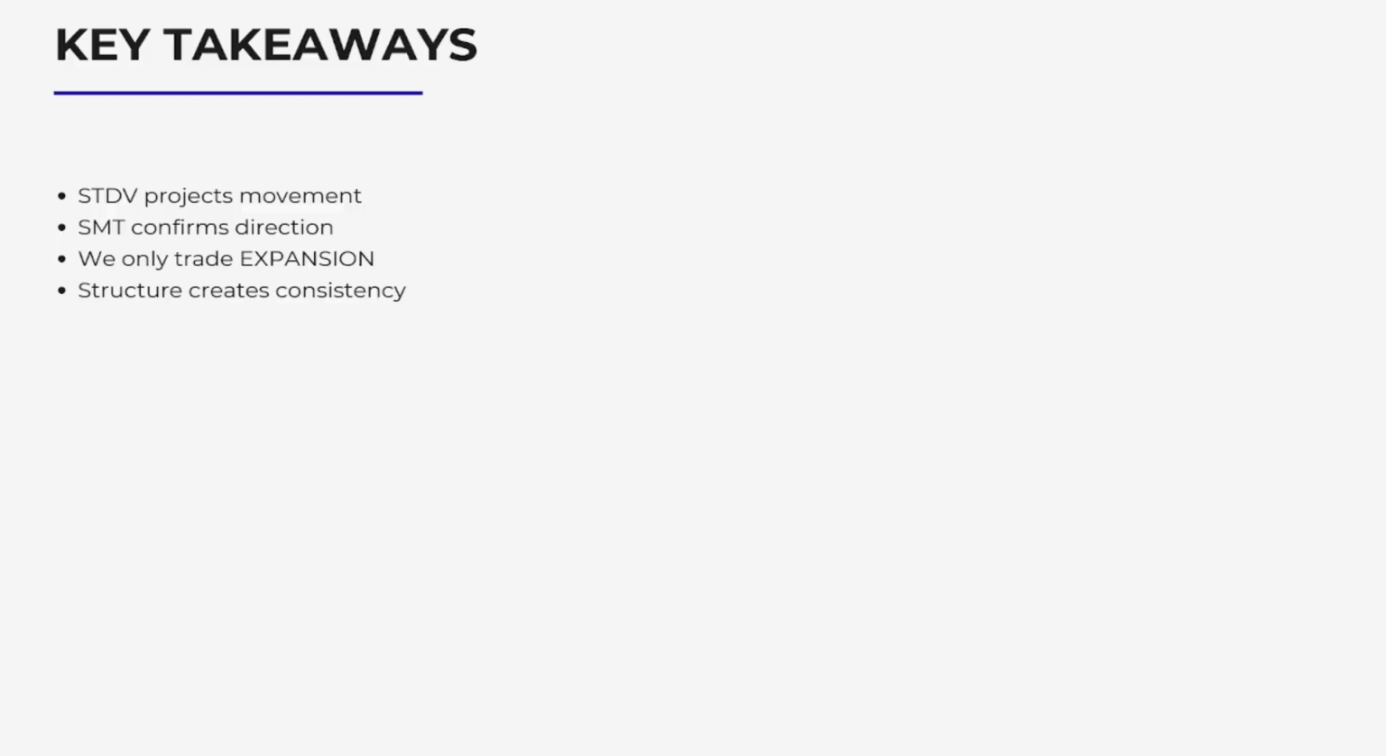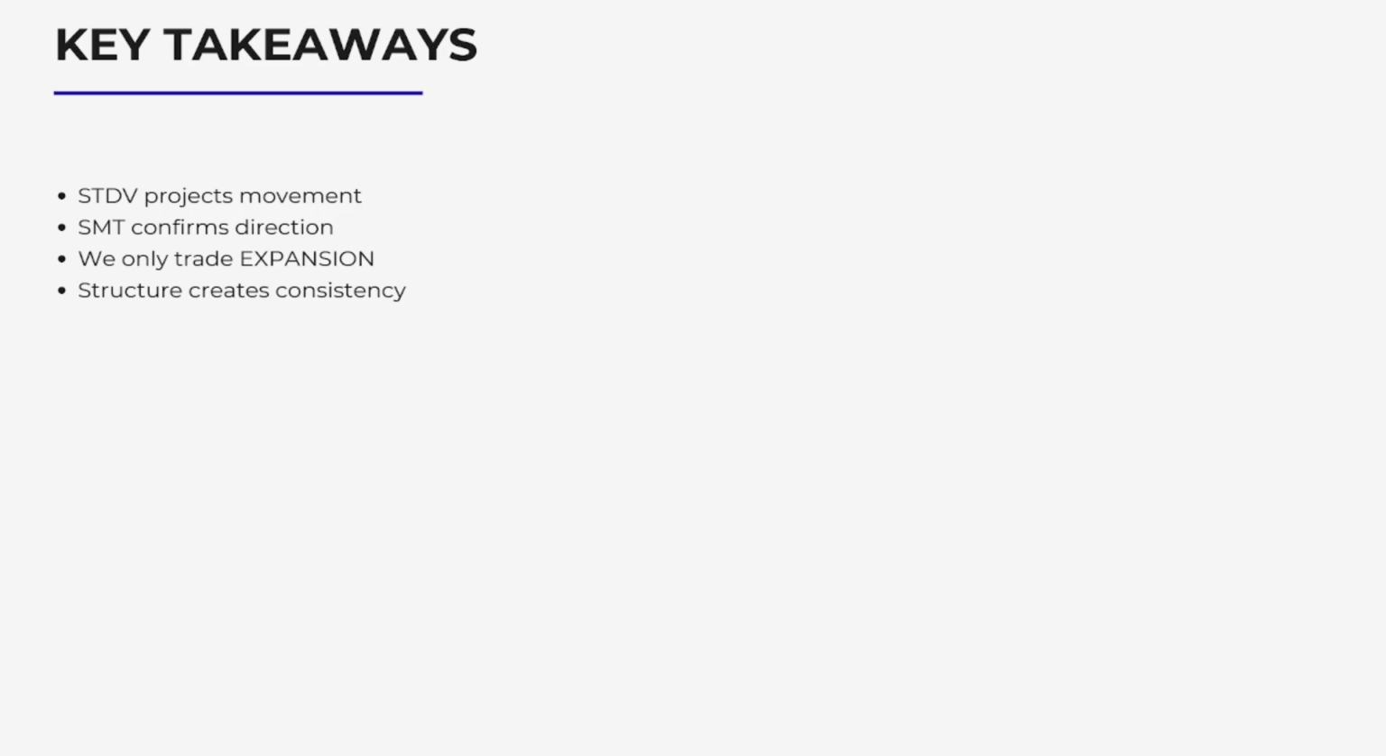Now I want to cover these 4 key takeaways before we move forward into chart examples, okay? Standard deviation projects movement. SMT confirms direction. We're never taking a trade with just a standard deviation, and we're never taking a trade with just the SMT, okay? Without standard deviation, we're unable to project any type of movement, okay? And we're only trading expansion.